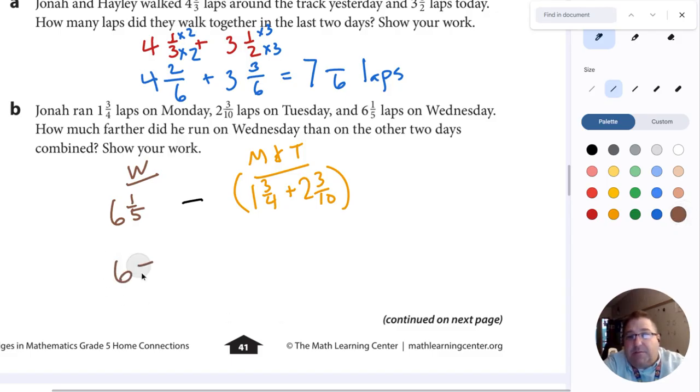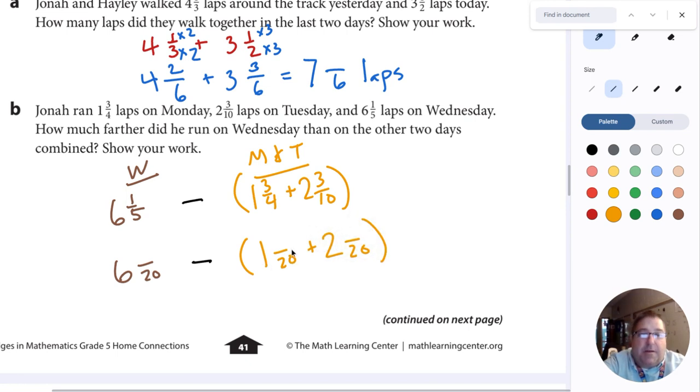So 6 and something over 20 minus, and then our parentheses here, 1 and something over 20 plus 2 and something over 20. Okay? So now we got common denominators. Okay, let's figure out what our numerators would be, right? Well, 5 times what is 20? 5 times 4. So I gotta do the same up here. How about over here? 4 times what was 20? 4 times 5. Gotta do 3 times 5, okay? 10 times what? 10 times 2. So 3 times 2.